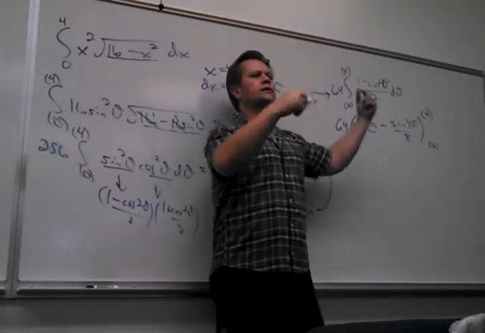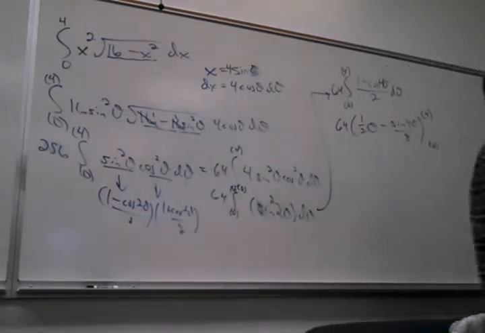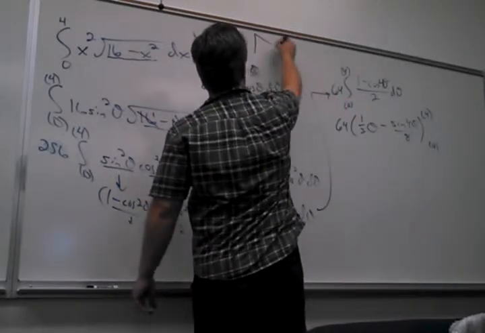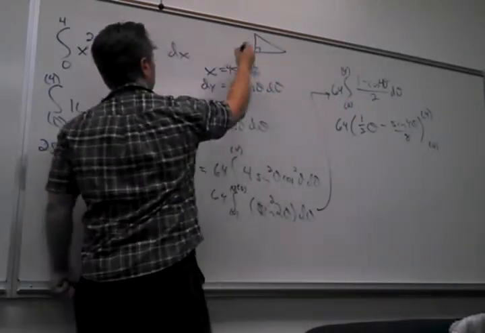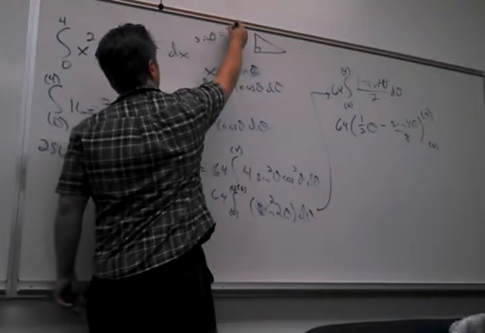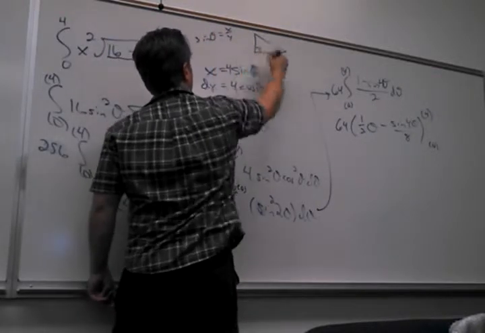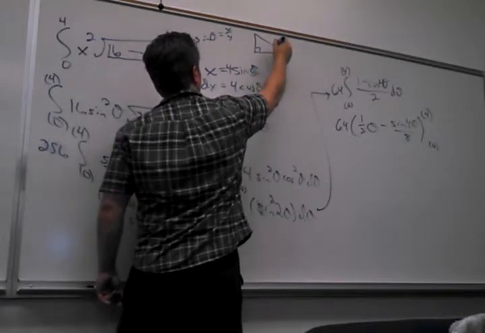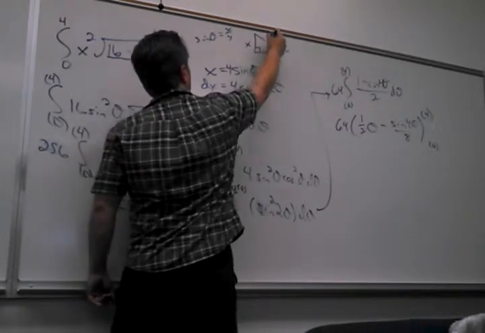So how do I go from theta back to x? Triangle. I like it. From the very beginning, x is 4 sine theta, so sine theta is x over 4. So where does the x go? Opposite. Listen, that's SOHCAHTOA business. All right.